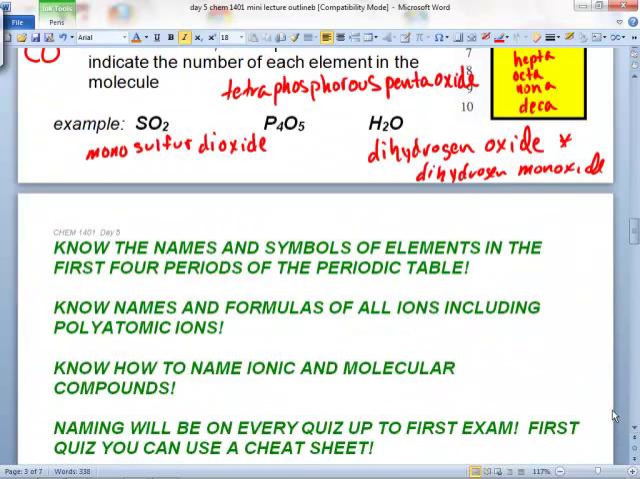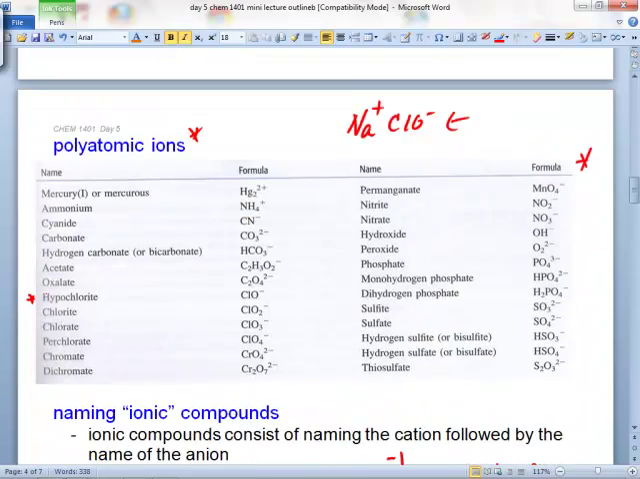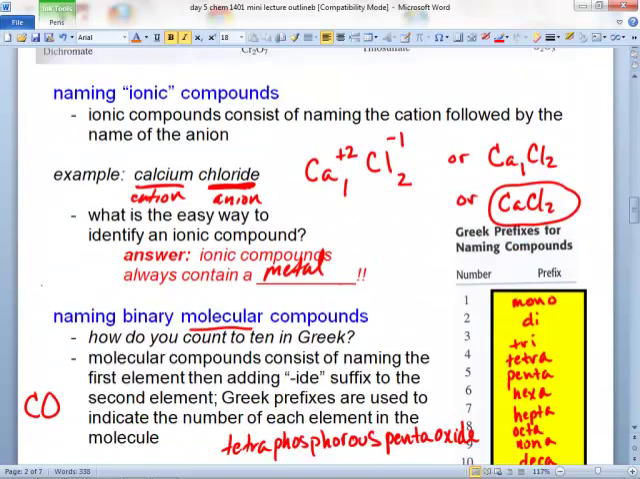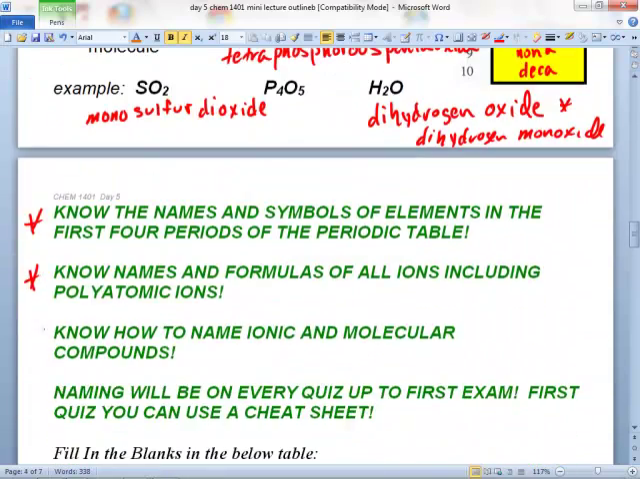Oh my goodness, right? Know the names and symbols of all the elements in the first 4 periods of the periodic table. We were asked that a little while ago, but we're probably still working on it. Know the names and formulas of all ions, including polyatomic ions. So those polyatomic ions was all this stuff. Still getting piled on. Know how to name ionic and molecular compounds. The ionic is one where there's a metal present. You name the cation, then the anion. The molecular, you got to count in Greek. Add IDE to the end.